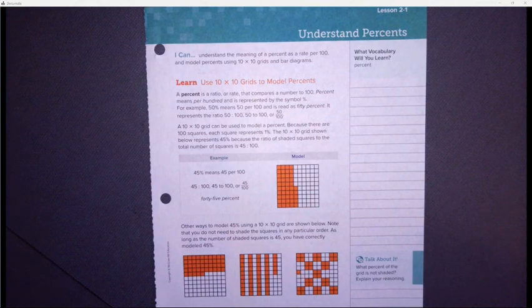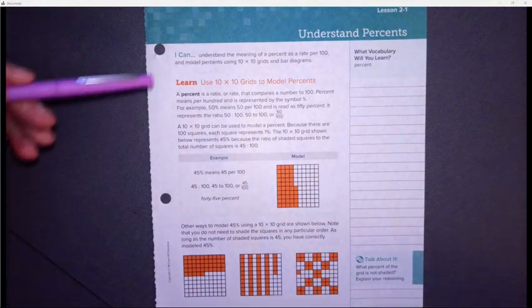Today we're going to talk about understanding percents. This is lesson 2.1 in our Tennessee Reveal math book, and it starts on page 87. Our I can statement states that I can understand the meaning of a percent as a rate per 100 and model percents using a 10 by 10 grid and a bar diagram.